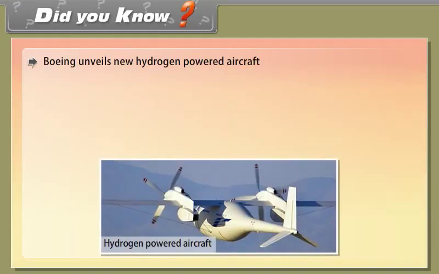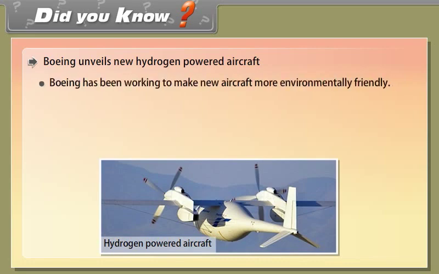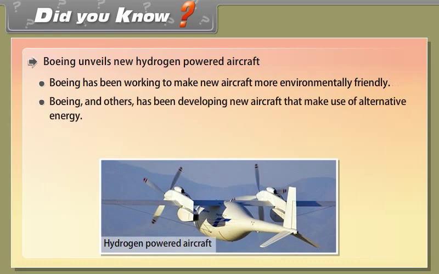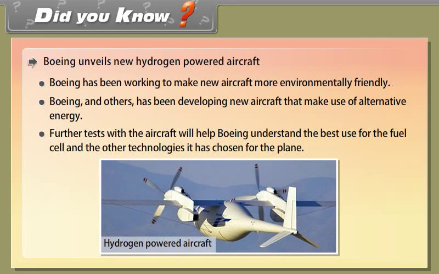Did you know? Boeing unveils new hydrogen-powered aircraft. Boeing has been working to make new aircraft more environmentally friendly. Boeing and others have been developing new aircraft that make use of alternative energy. Further tests with the aircraft will help Boeing understand the best use for the fuel cell and the other technologies it has chosen for the plane.